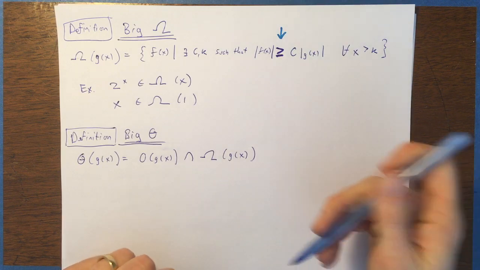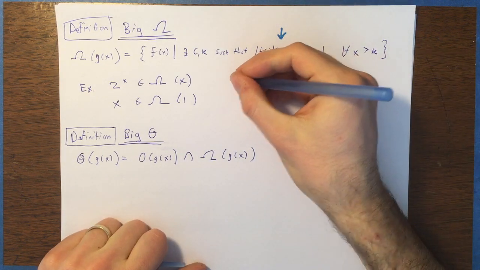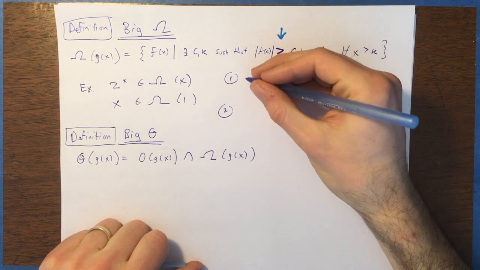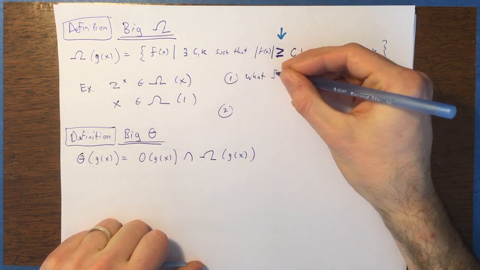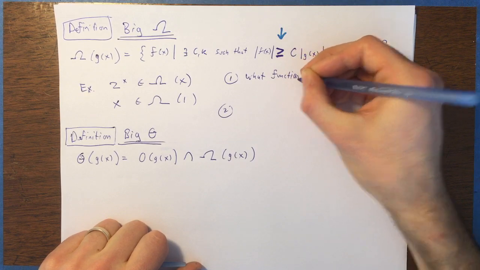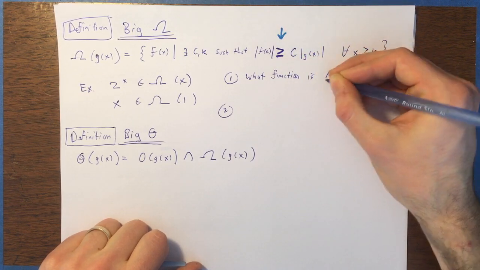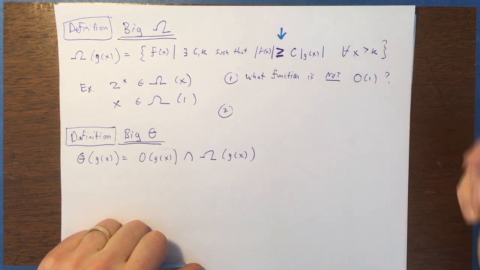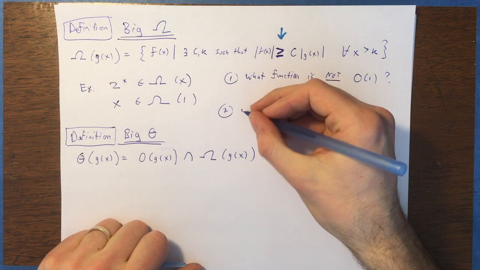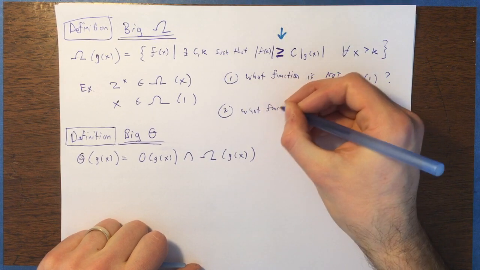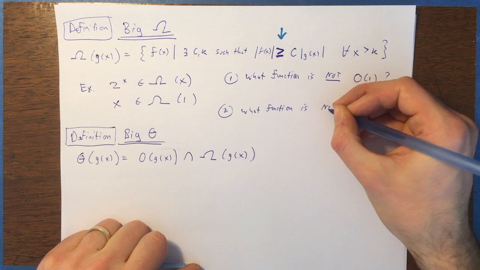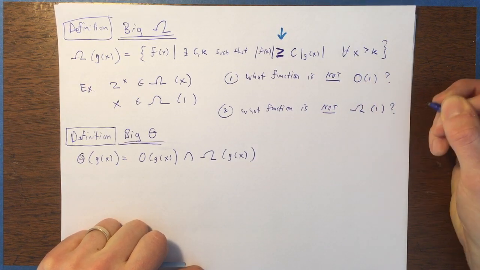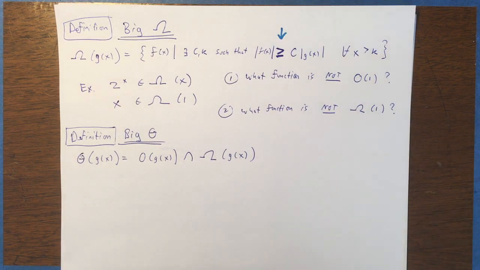Now, here are some questions, just to get you thinking. Give me an example of a function that is not big O of 1. What would be a function that is not big O of 1? We're going to get to that in a minute. And what function is not big omega of 1? Okay, so this is important.